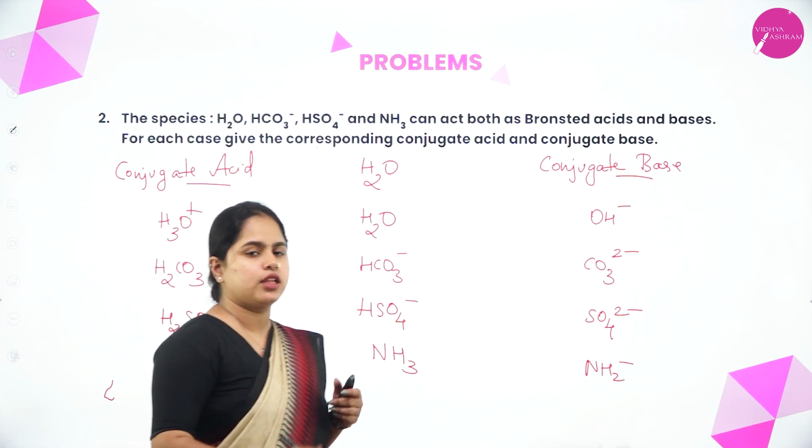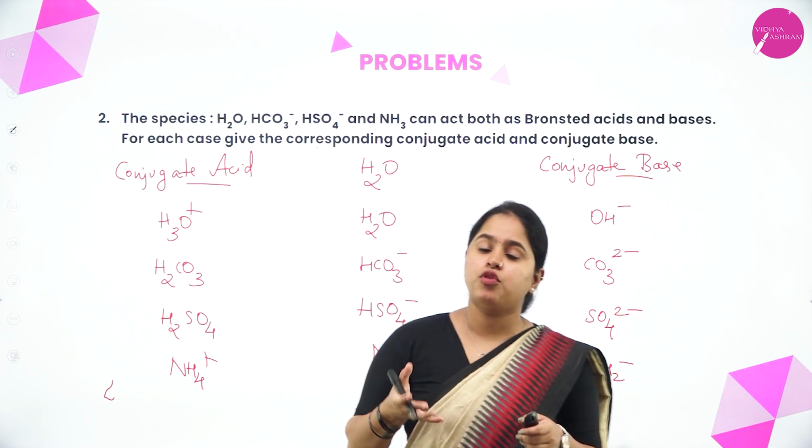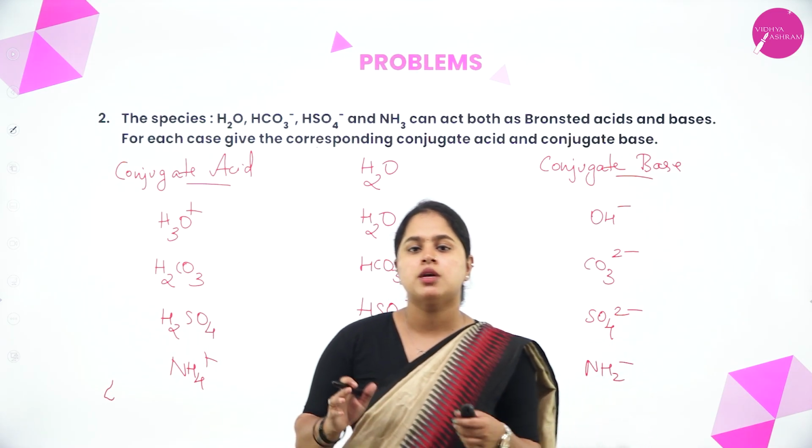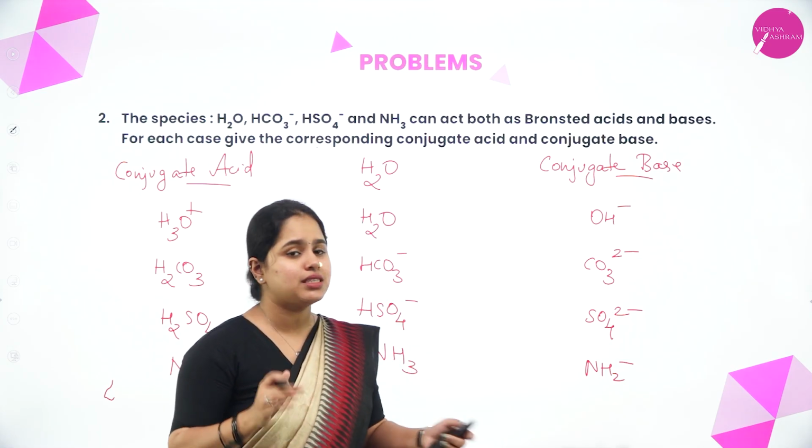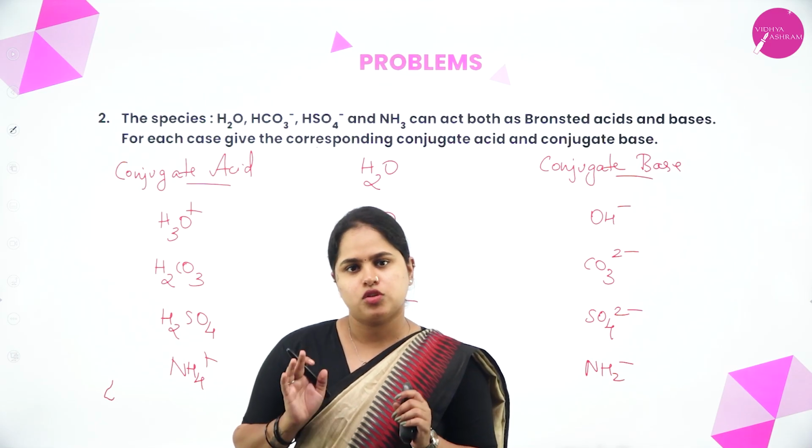This is how you can write the conjugate acid and base. If you have to write the conjugate acid of a substance, you have to add one more H plus ion. And if you have to write the conjugate base, remove one H plus ion and write it. So it is as simple as that.